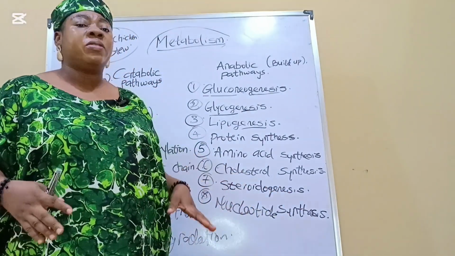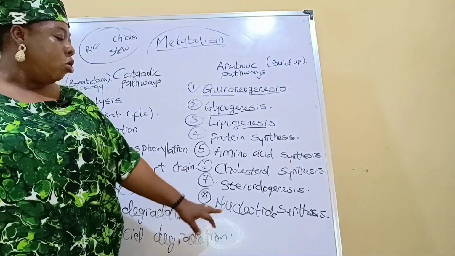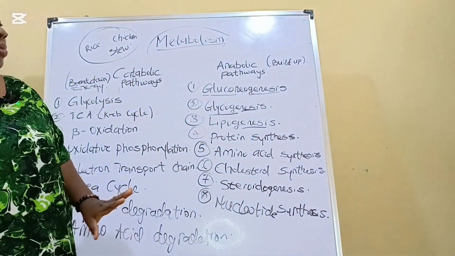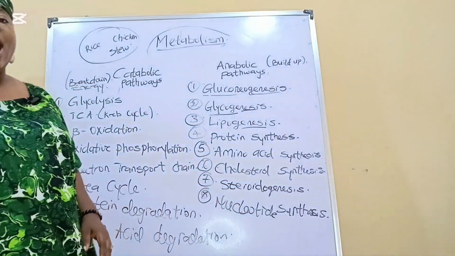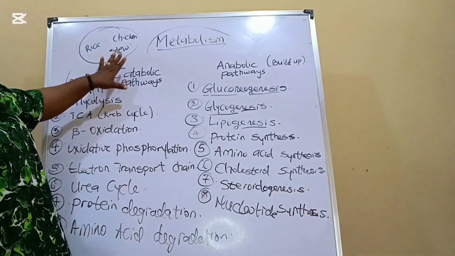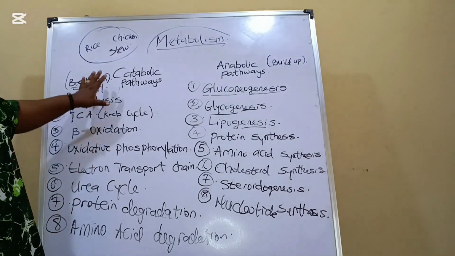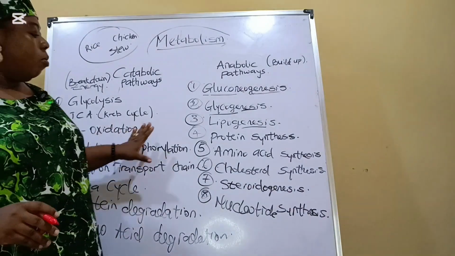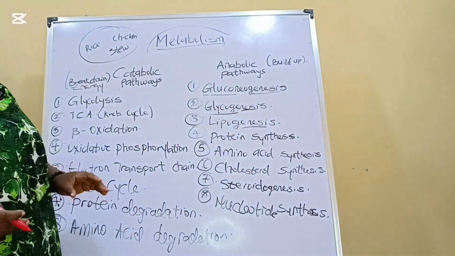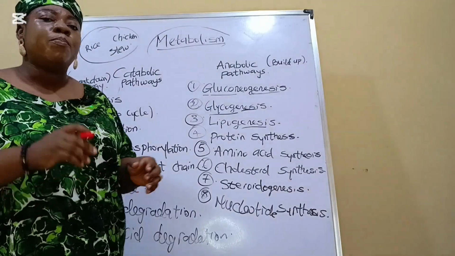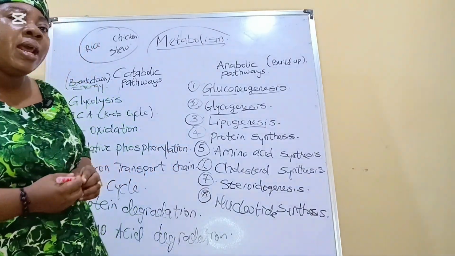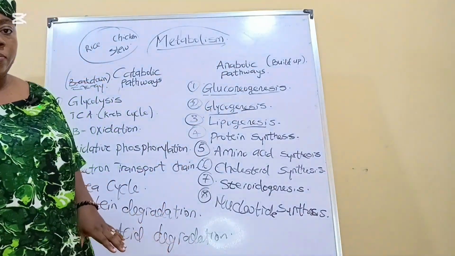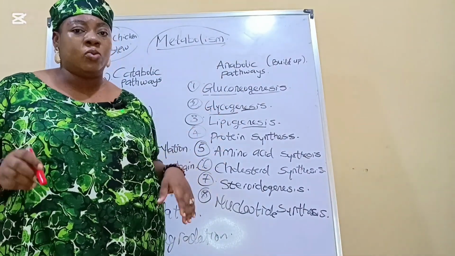Steroidogenesis, the production of steroids. Nucleotide synthesis, the production of nucleotides. These are under anabolic pathway. And under catabolic pathway, those are the pathways that we have there. Now, apart from all these pathways, we have some pathways that can serve as both catabolic pathway and anabolic pathway. Such pathways are called amphibolic pathways.